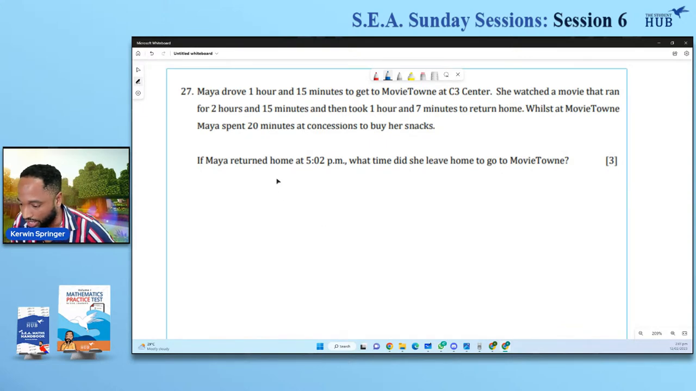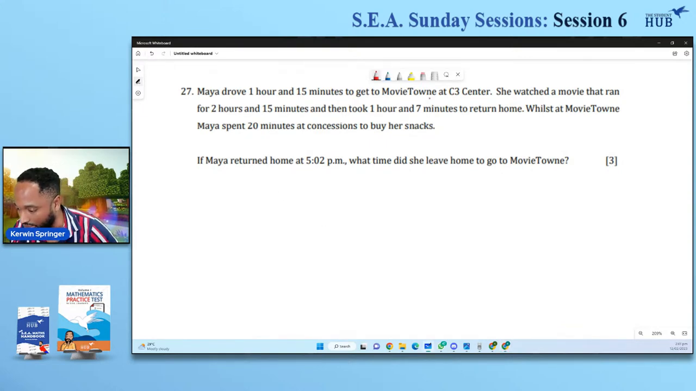All right, so Maya drove 1 hour and 15 minutes to get to Movie Town at C3. She watched a movie that ran for 2 hours and 15 minutes. Oh, good boy, this question had real hours and minutes in it. Whilst at Movie Town, Maya spent 20 minutes at concession to buy snacks. If Maya returned home at 5:02, what time did she leave home to go to the movie?